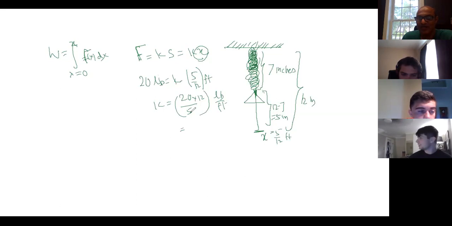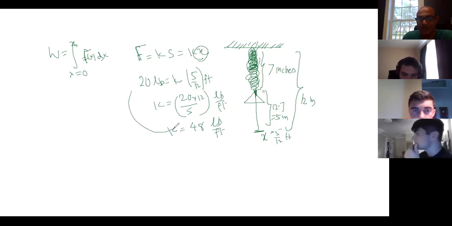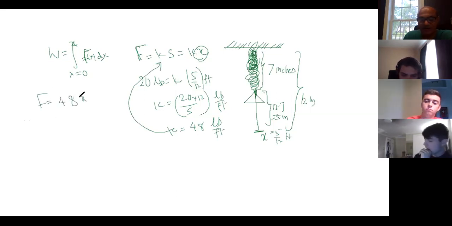So 20 times 12 is 240, divided by 5. 240 divided by 5 means 48. So 48 lb per feet, that is my K constant, the spring constant. Go back and plug this value of K into my formula. So F equal to 48 times x. This is my F, or you can say F of x.